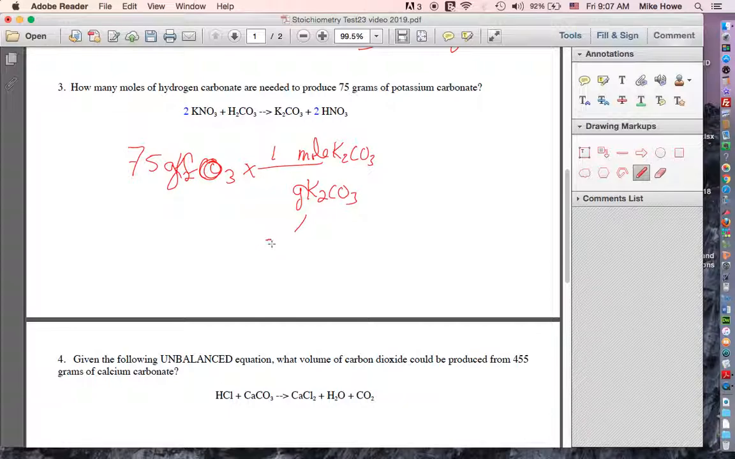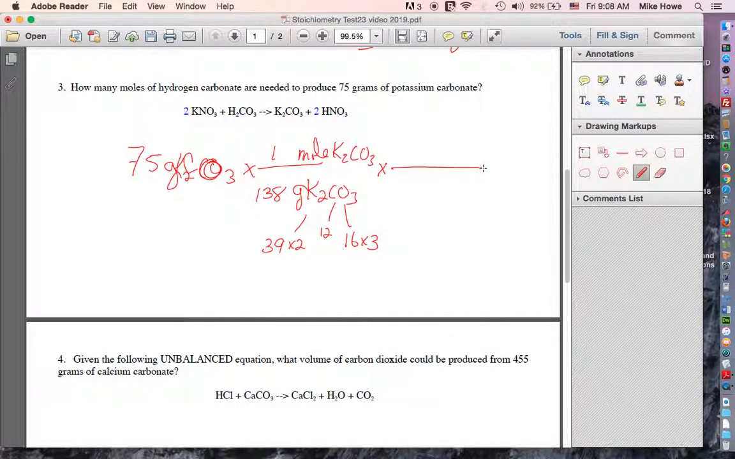So I'll refer you to the periodic table, but I know that potassium is 39, multiply by 2. We know that carbon is 12. We know that oxygen is 16, but there are 3 atoms of oxygen, so I have to multiply by 3. Again, on the side, I have 39 times 2 equals 78, plus 12, plus 16 times 3, which is 48, so plus 48. And I get 138 is the weight of 1 mole of potassium carbonate, so it'll be 138 grams.